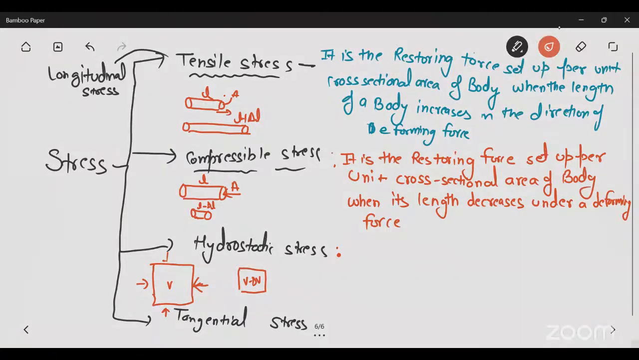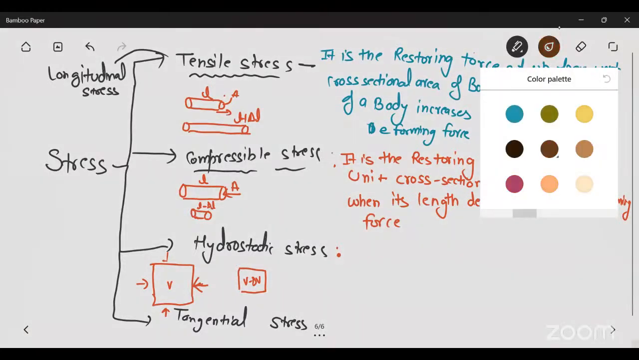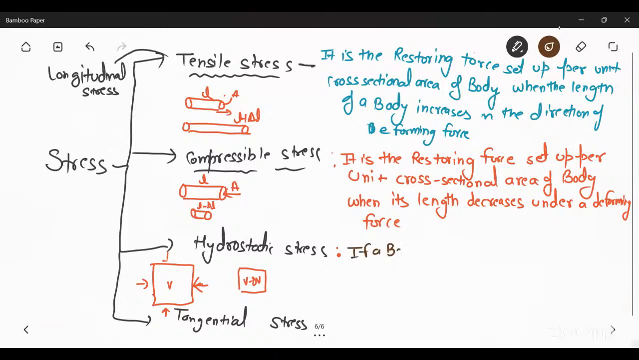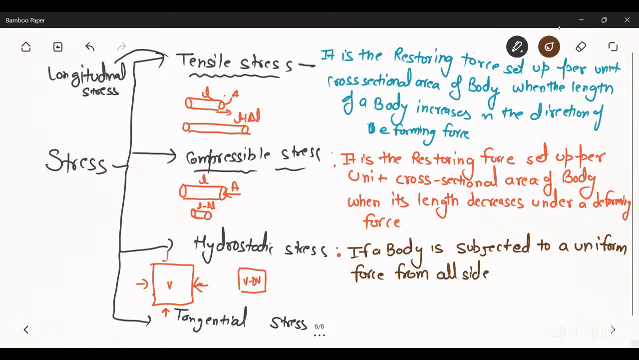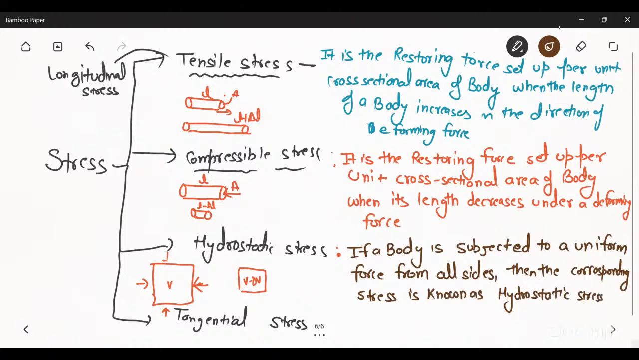So the definition of hydrostatic stress is: if a body is subjected to a uniform force from all sides, then the corresponding stress is known as hydrostatic stress. Last one is tangential stress.